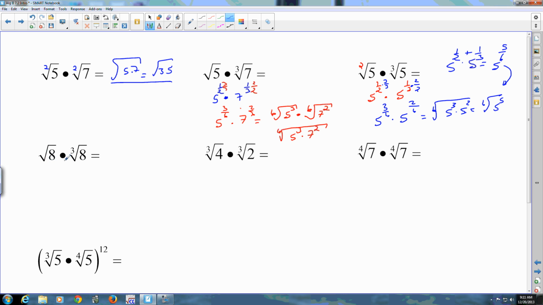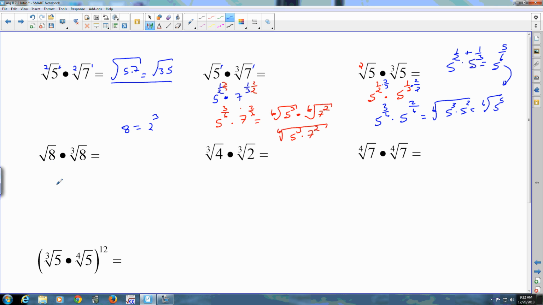This one poses a little bit of a challenge because all the rest of these, their exponents were 1. Okay, here their exponents aren't 1. 8, I'm hoping you recognize as 2 cubed.